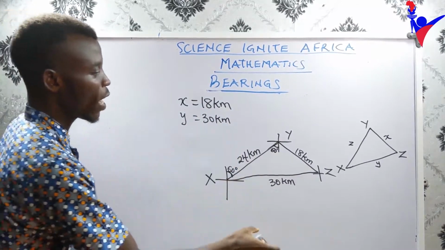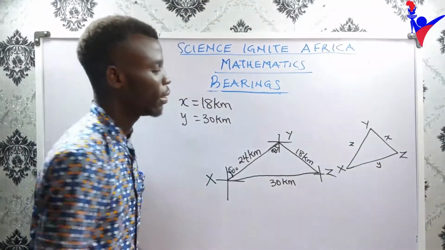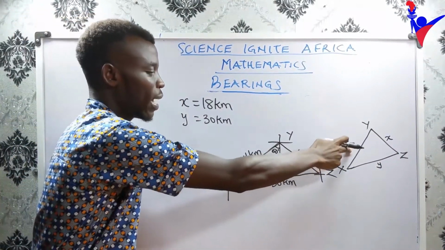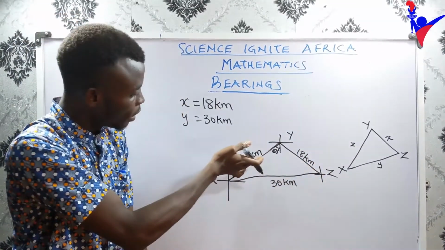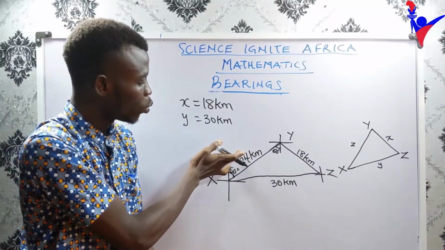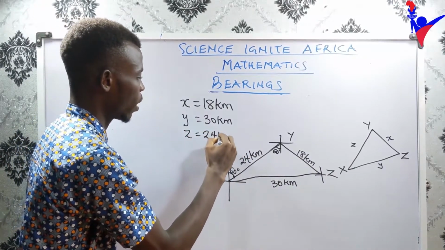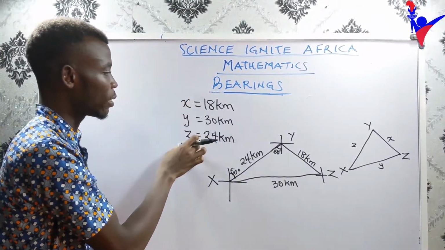Then we go over to the z aspect. This is capital letter Z. The side facing capital letter Z becomes our small letter z. Now coming here also, we have the capital letter Z. So this is the small letter z, which is 24 kilometers. So these are how we arrived at the small x, small y, and small z.